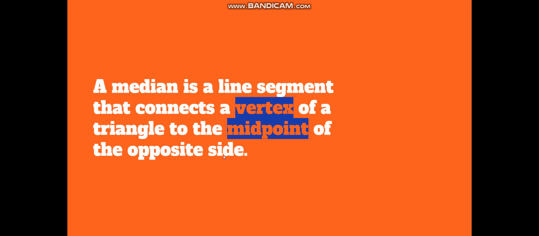Okay, so there's no special characteristic about this one. It doesn't have to be perpendicular. It's not an angle bisector. It's just a line connecting the vertex of the triangle to the midpoint of the opposite side.